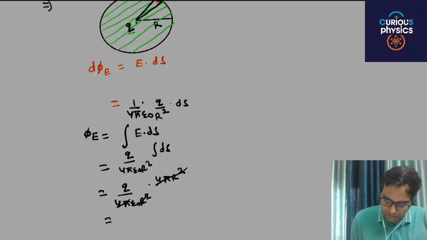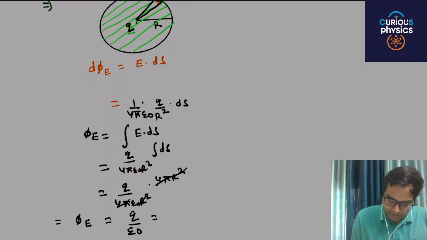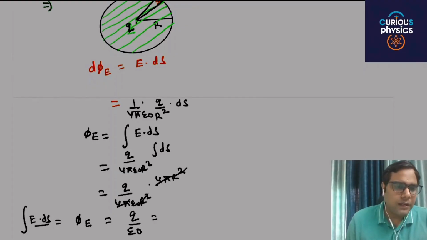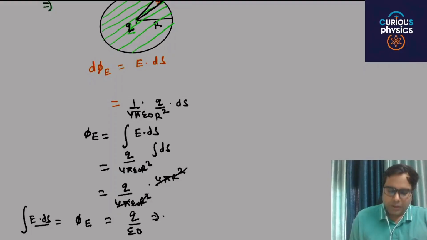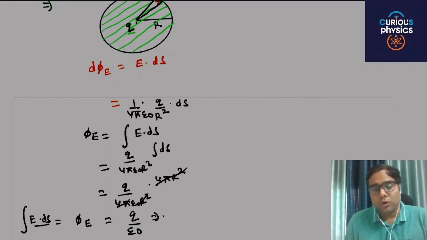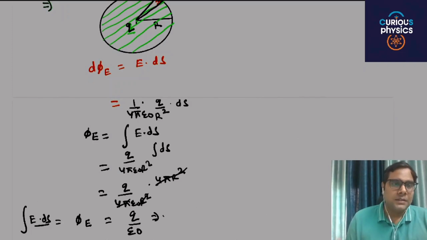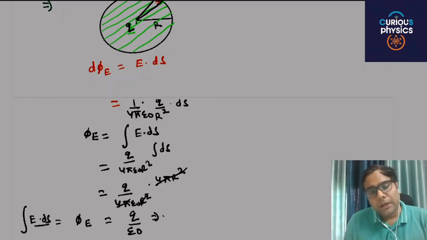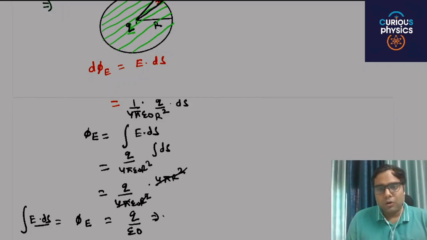Then you will get the value q by epsilon naught. This is the total electric flux. The way to write electric flux is E dot dS. Are you getting my point? This is basically the Gauss law, and this is true for all the surfaces. They may be symmetric, they may not be symmetric, but it is true for all the surfaces.